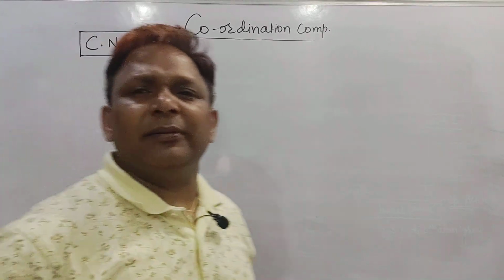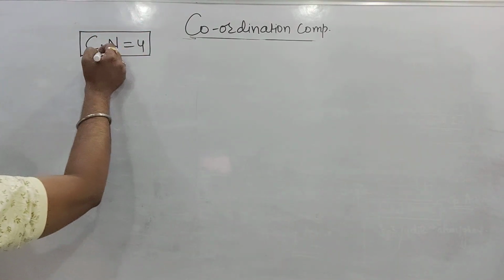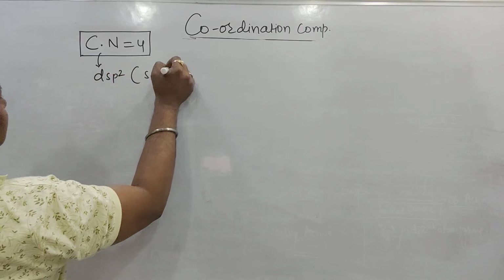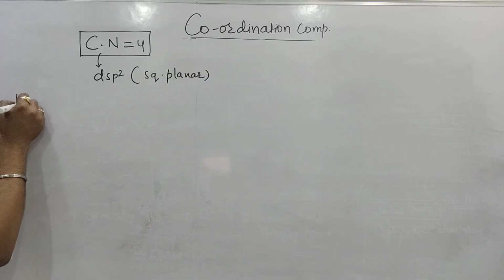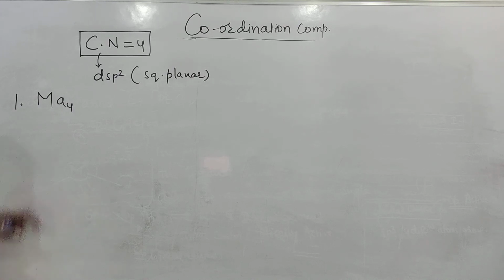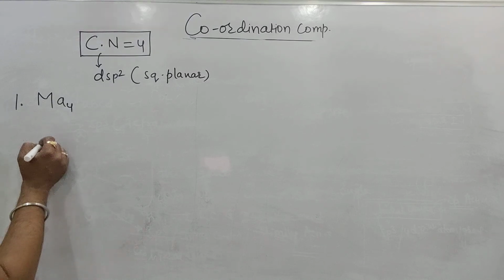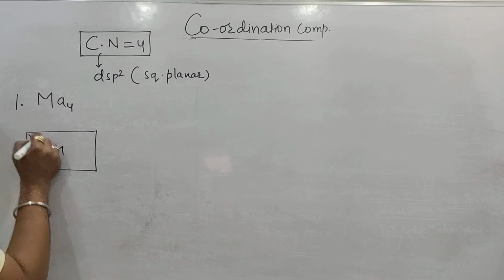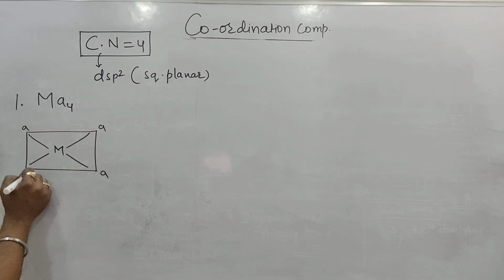Now the second example we will see here: coordination number is equal to 4, where the hybridization is dsp2. But dsp2 obviously means a square planar geometry. Right? One example I will tell you. MA4 is the complex. Will it show geometrical isomers or not? How to identify? See here. Just make a square planar complex. Central metal atom M, and it has 4 ligands.